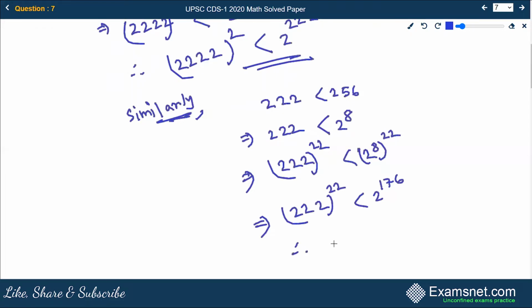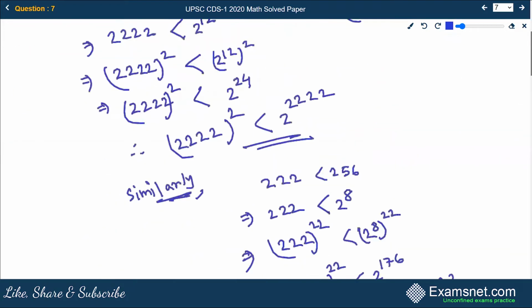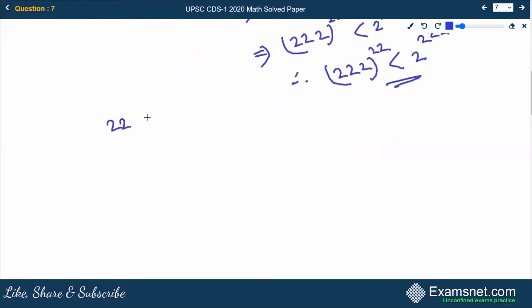Therefore, obviously 222 whole to the power 22 is less than 2 to the power 2222. Correct? Okay. Another way, we are given 22 as well. Now 22 is less than 32. Also 32 can be written as 2 to the power 5. So 22 is less than 2 to the power 5.